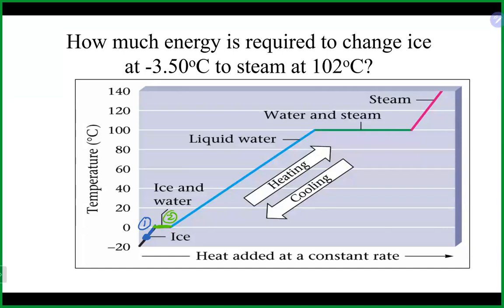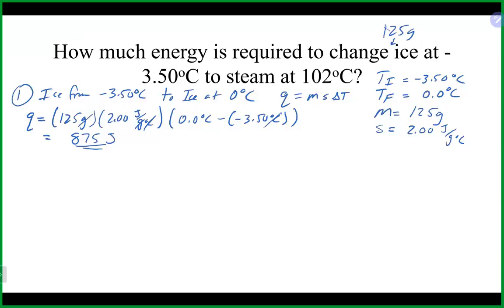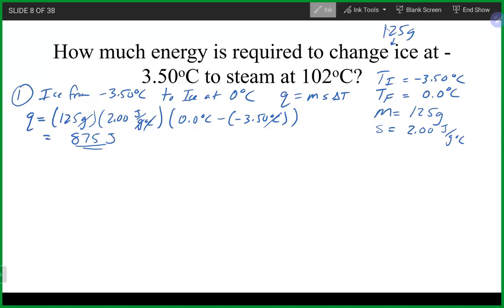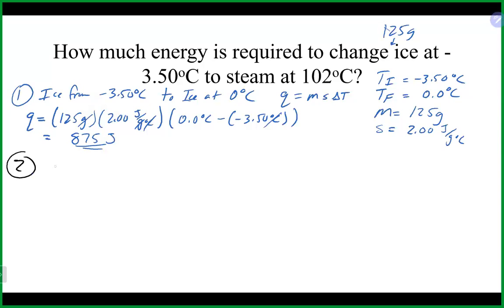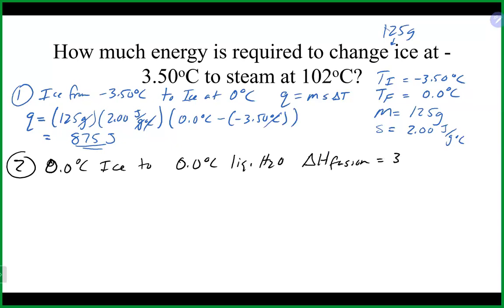And that's going to require the delta H of fusion. This is the same temperature, but we're changing the phase. So that is where we would use something like the delta H of fusion. So if we do that here, the second step would be taking it now from 0 degrees Celsius of ice to 0 degrees Celsius of liquid water. So that's going to be our delta H of fusion. And I'm going to use the 335 joules per gram version that we talked about.